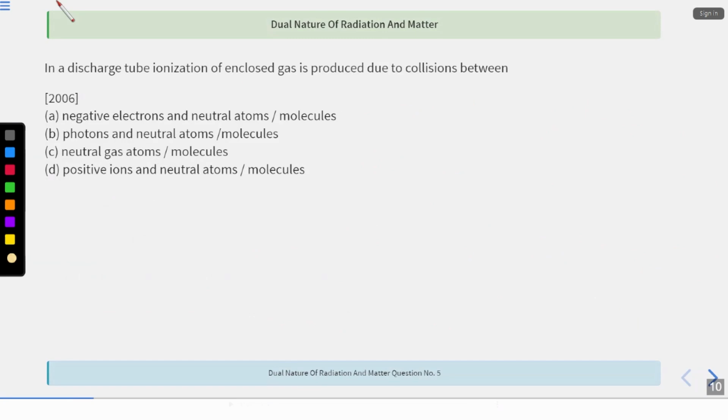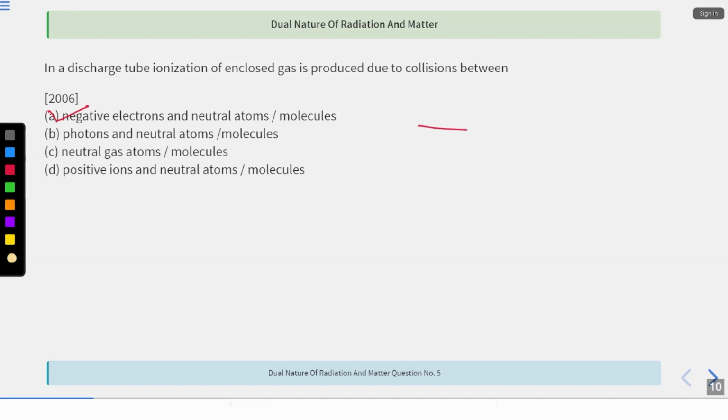In a discharge tube, ionization of enclosed gas is produced due to collisions between: negative electrons and neutral atoms or molecules; photons and neutral atoms or molecules; neutral gas atoms or molecules; neutral gas atoms, positive ions, and neutral atoms or molecules. Okay, so we know that it is produced by A. And how do we know that? When electrons are emitted from the cathode.